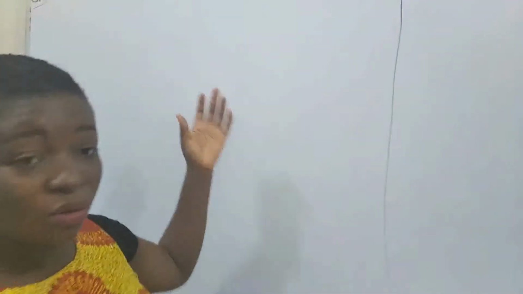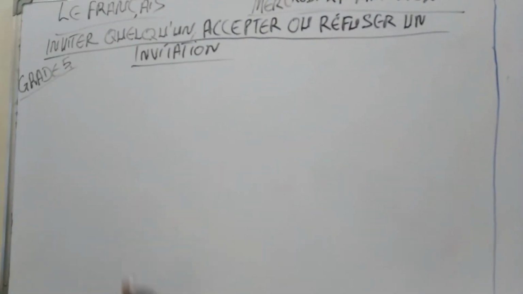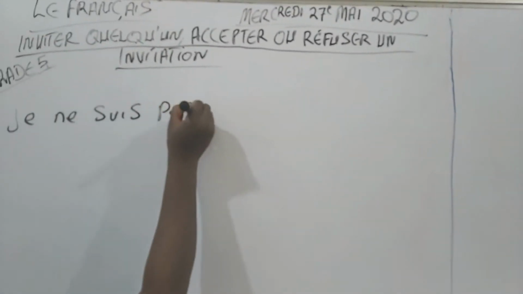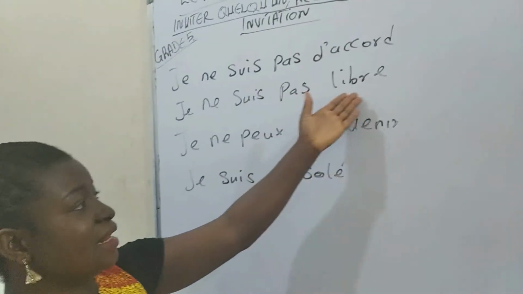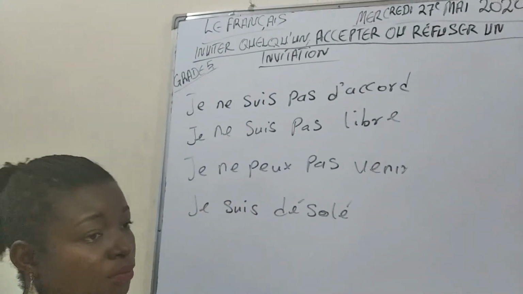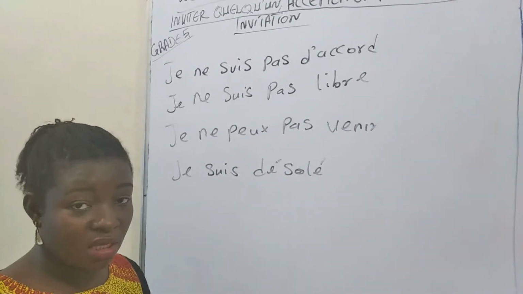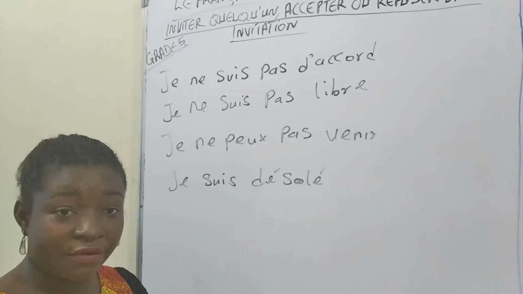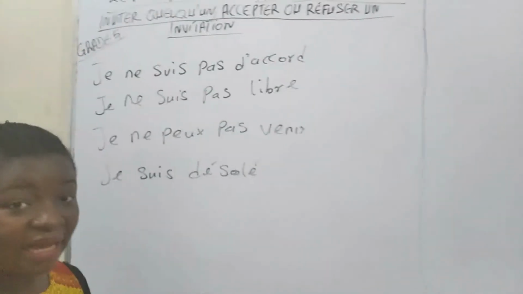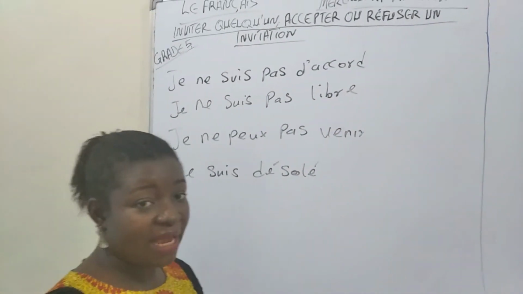Let's now look at it one after the other. So when someone says je t'invite, you can say je ne suis pas libre. Last week we said if you are okay with the invitation, you say je suis d'accord. Now, because today we are refusing the invitation, you have to say je ne suis pas d'accord. It's on the negative side, you are refusing.